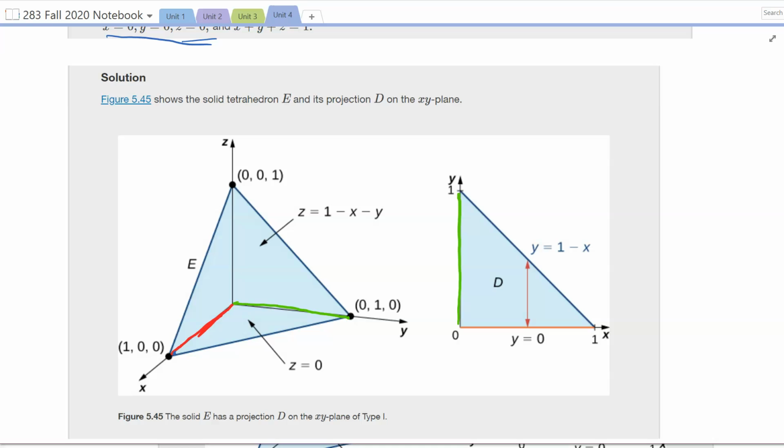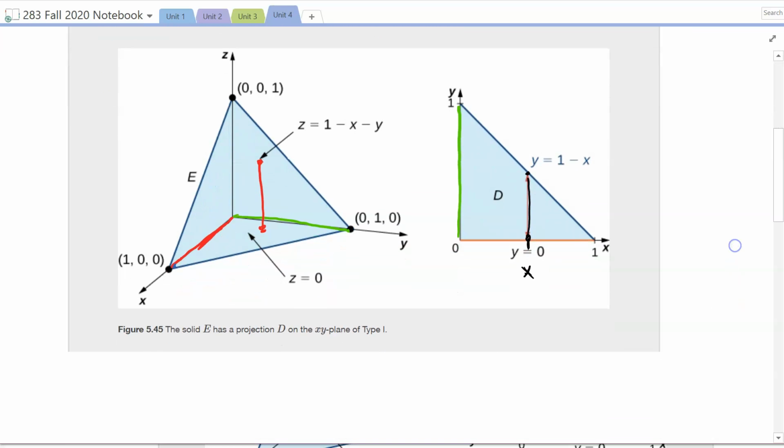The way I would do this would be to fix some generic x value between 0 and 1, and then let y vary, as we're seeing in the picture, from the bottom, which is y equals 0, up to the top. By letting x vary from 0 to 1 and y vary from 0 to 1 minus x, we can then let z vary from the bottom of the three-dimensional region, which is z equals 0, up to the top, which is given by the plane z equals 1 minus x minus y.